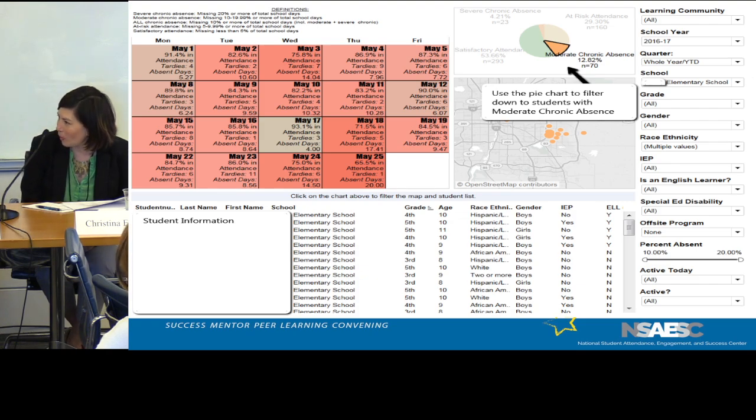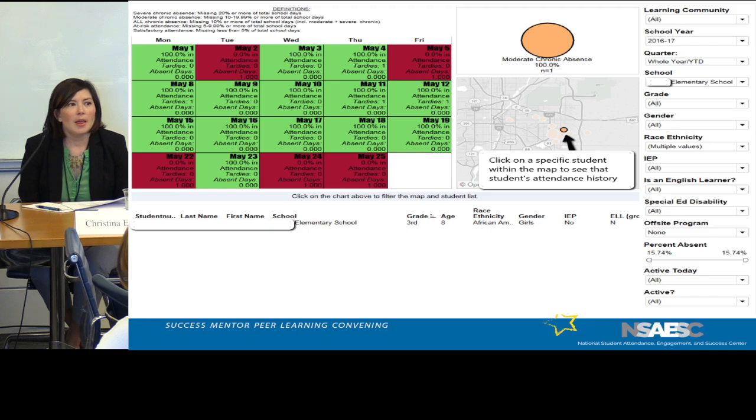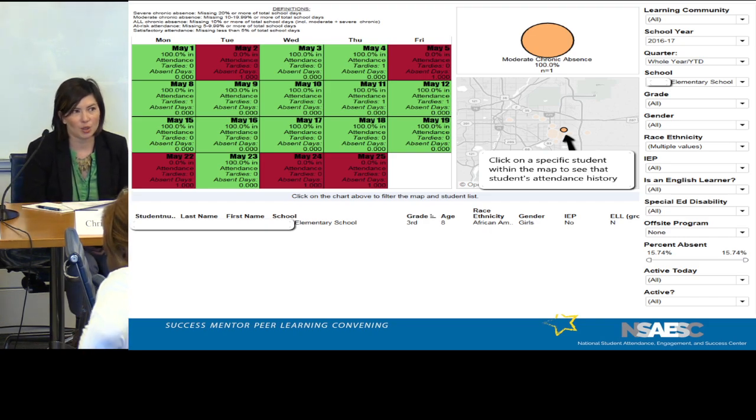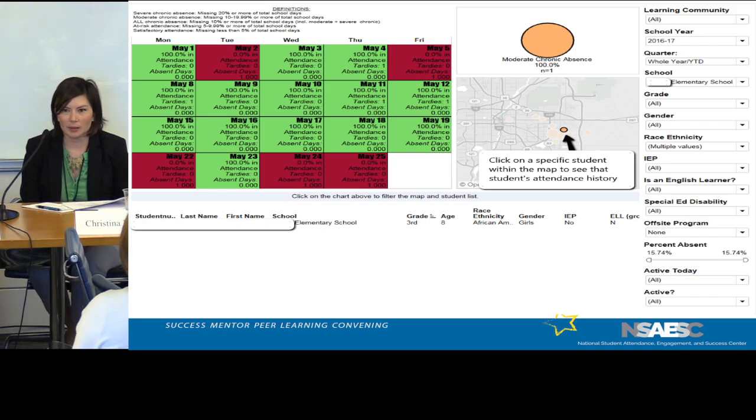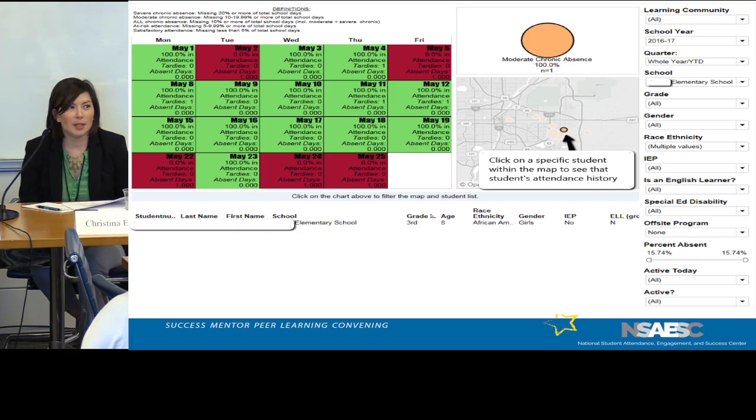I didn't realize it affected all of the pieces. It affects all of them, yeah. So it's all tied together and controlled by each other. Then, if I'm interested in a particular student, I can find that student in the map. I can click on that student, and the pie chart will change and tell me what their attendance pattern is. So we have a student here with moderate chronic absence, and the calendar has changed to be their attendance history. So you can see, they had 2 good weeks of attendance, but then they had 2 weeks where they didn't come 2-3 days a week.